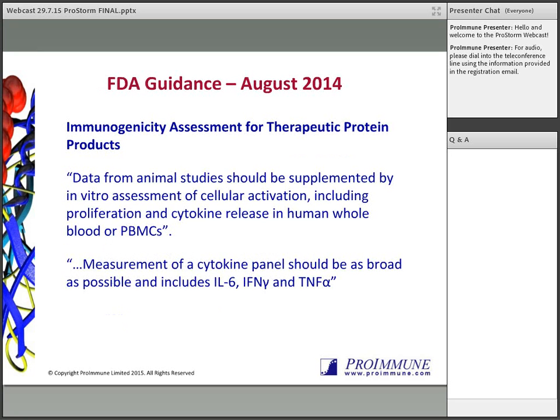So using human in vitro assays to understand the potential risk of a biotherapeutic could obviously be very beneficial to a company. And there are now key regulatory considerations to bear in mind. In 2014, the FDA released a draft guidance on immunogenicity assessment for therapeutic protein products, stating that data from animal studies should be supplemented by in vitro assessment of cellular activation, including proliferation and cytokine release in human whole blood or PBMCs, and that the measurement of a cytokine panel should be as broad as possible and include IL-6, interferon gamma, and TNF-alpha.